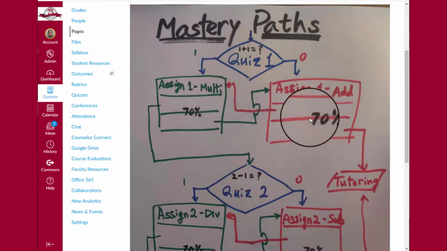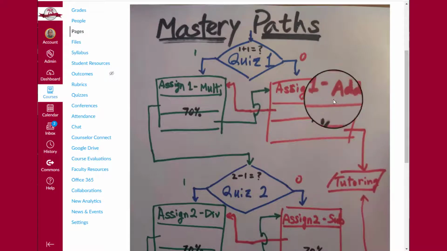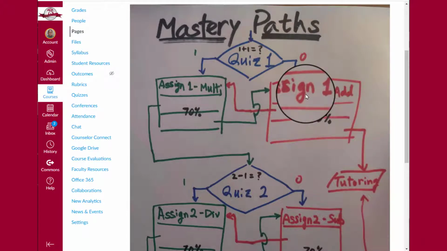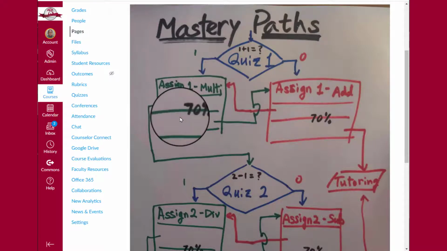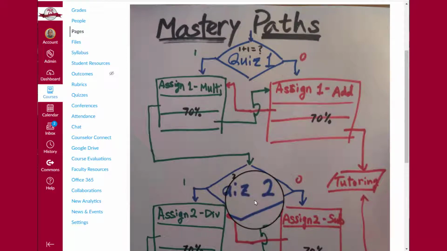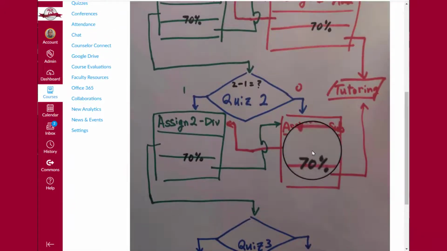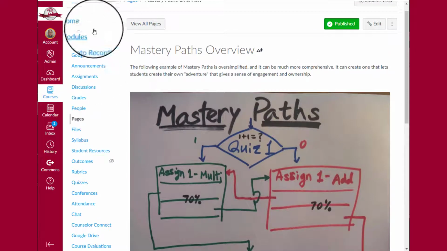If they don't, then they will be ushered to tutoring or some other learning activities that will support the students to get back on track. And then once they go through the multiplication, they will be advanced to the next level, and so on.